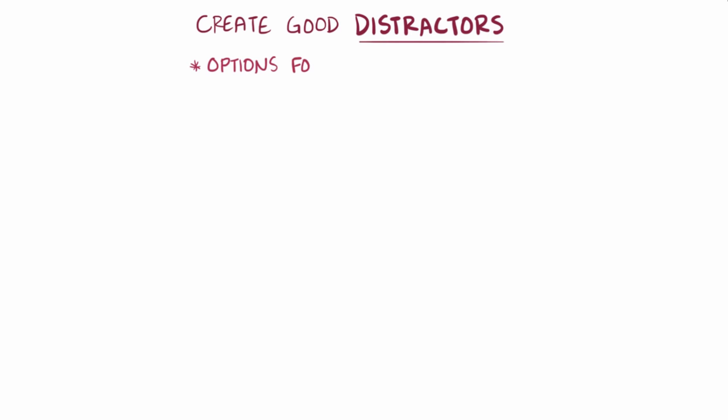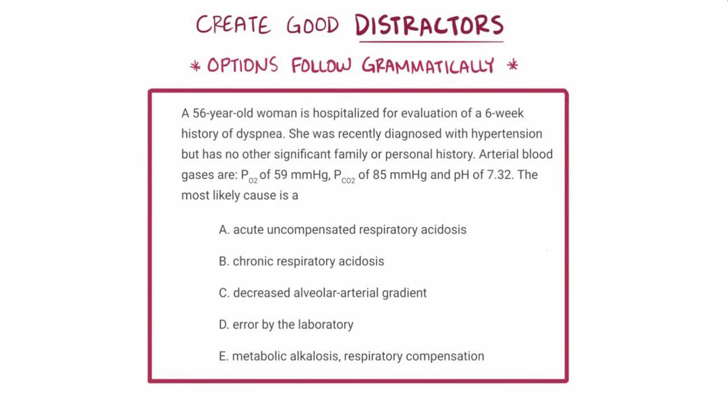First, make sure that all the options follow grammatically from the stem. For example, from this set of options, only B, C, and E follow grammatically from the lead in. For test-wise students, and by students I mean learners of any level that are answering the question, this sticks out like a weed on the lawn. A and D would be eliminated right away because the vowel at the beginning of these options calls for an "an" at the end of the lead in.